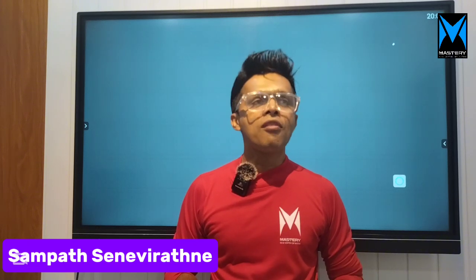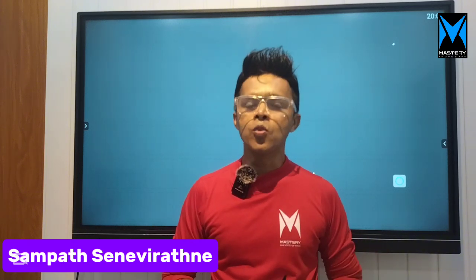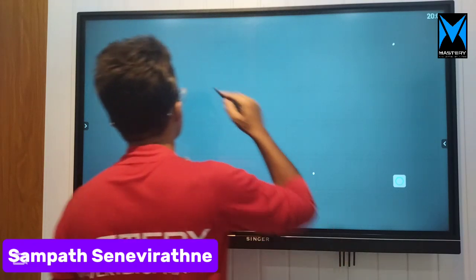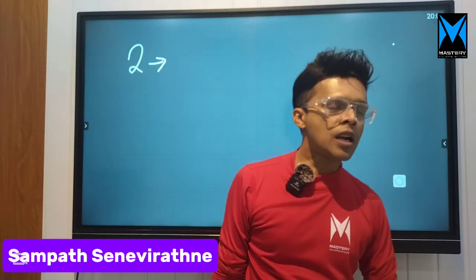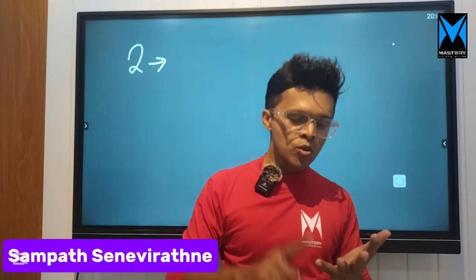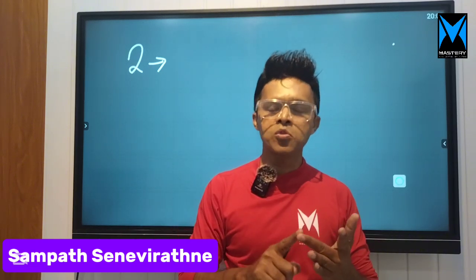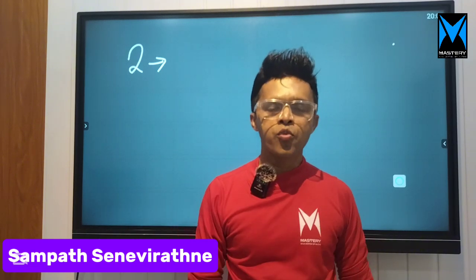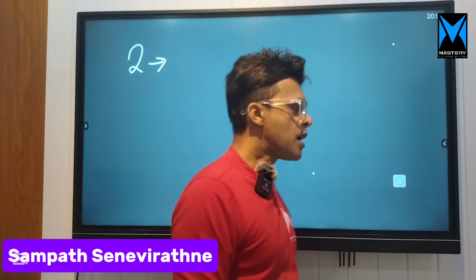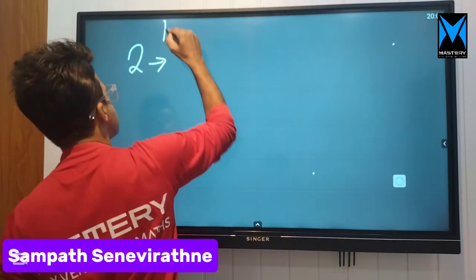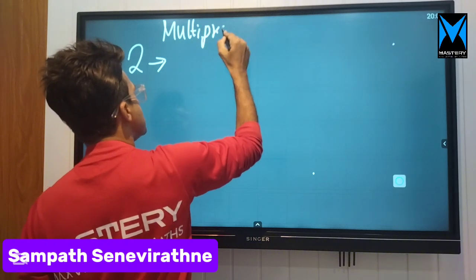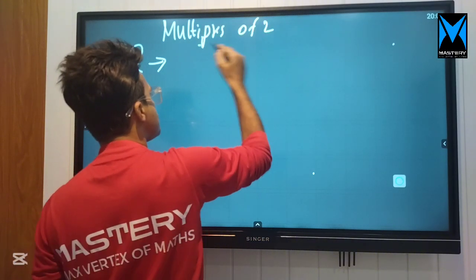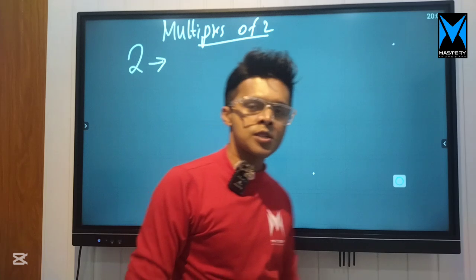Just think of what the multiples of 2 are. Multiples of 2, you could get multiples of 2. 2 times 1 is 2, 2 times 2 is 4, 2 times 3 is 6, 2 times 4 is 8, 2 times 5 is 10, and so on. Multiples of 2. What are the multiples of 2?